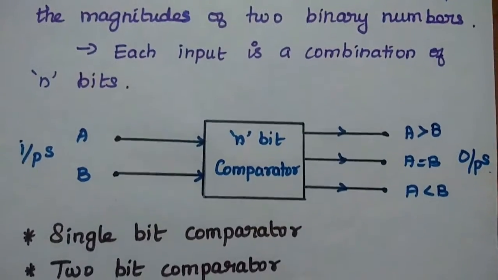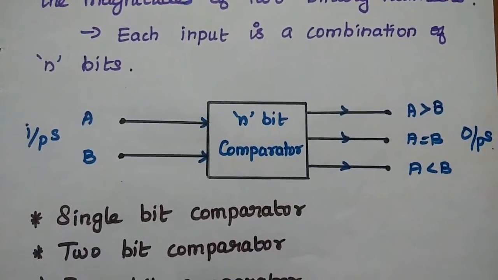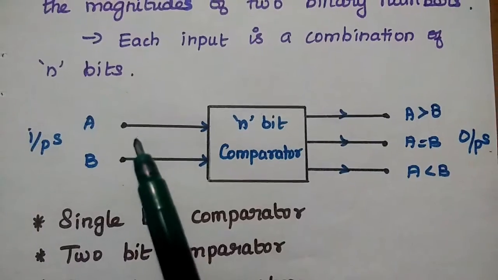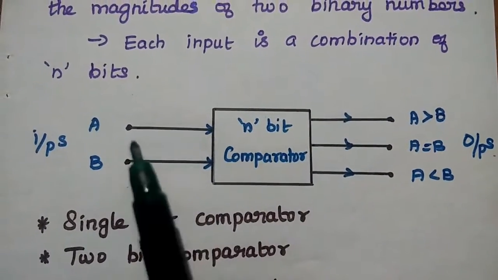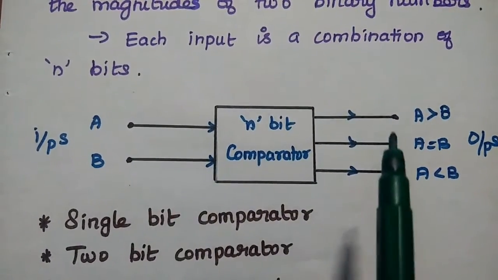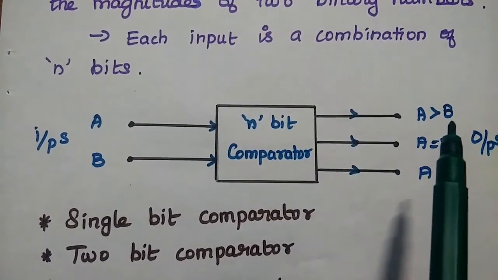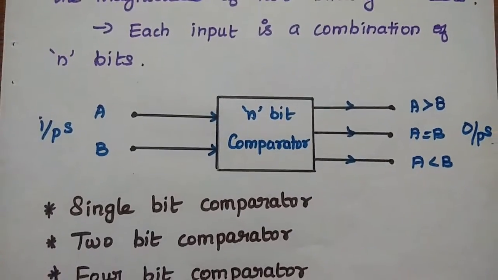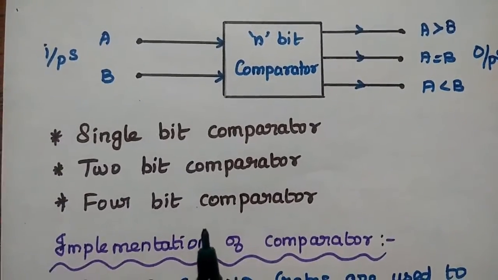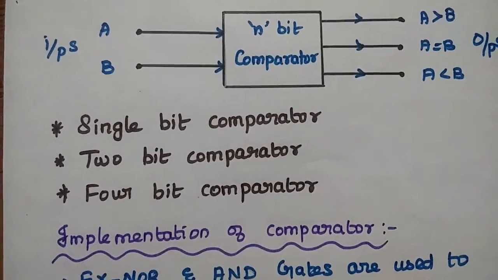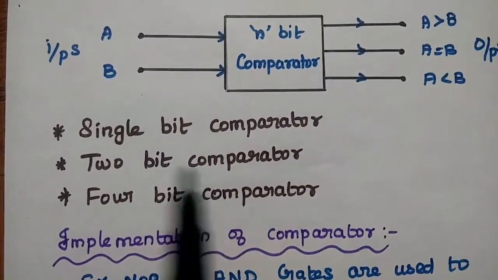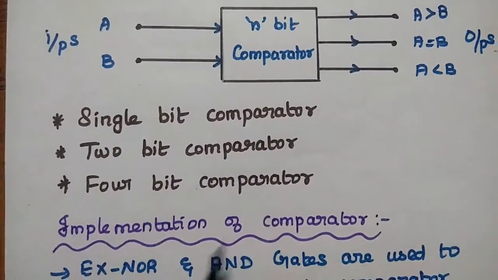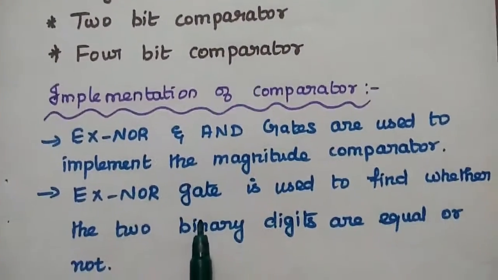This is the general diagram of an n-bit comparator where A and B are the inputs. Each input has n bits. For these two inputs, there are three possible outcomes: A is greater than B, A is equal to B, A is less than B. There are different types of comparators available in digital circuits based on the number of bits: single bit comparator, 2-bit comparator, 4-bit comparator. Let's see one by one.